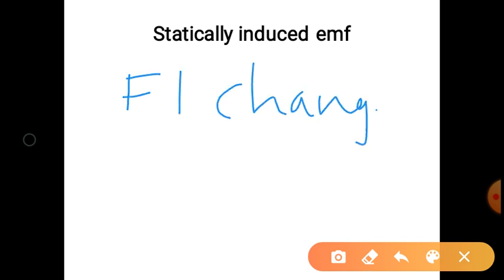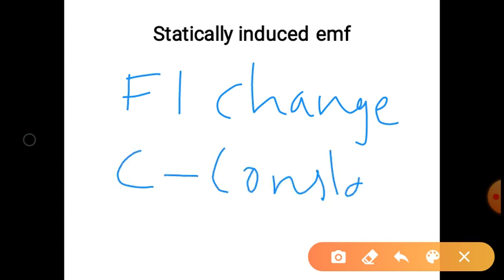Now induced EMF comes in two forms: statically induced EMF and dynamically induced EMF. What is the meaning of statically induced EMF? In the case of statically induced EMF, the flux will be changing and the conductor will be constant. There are basically two types of statically induced EMF: self-induced EMF and mutually induced EMF.